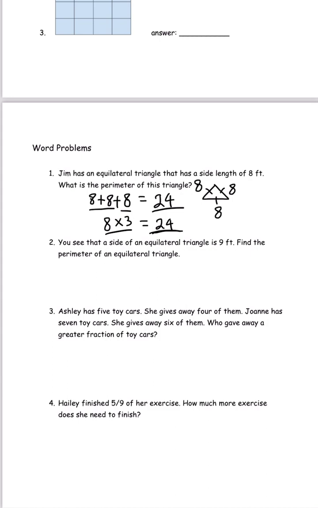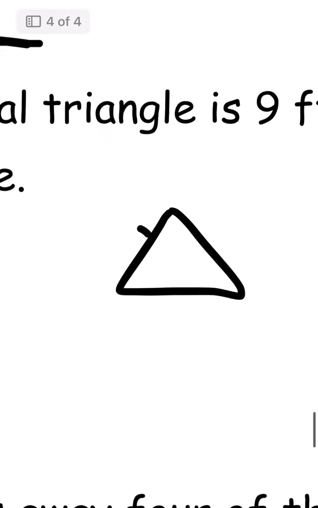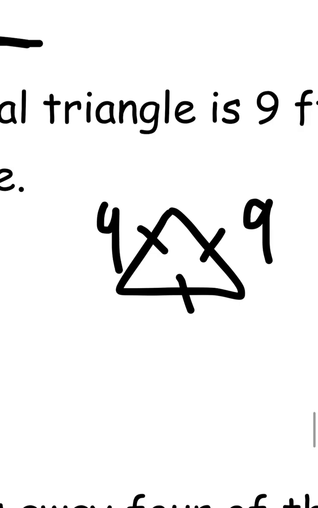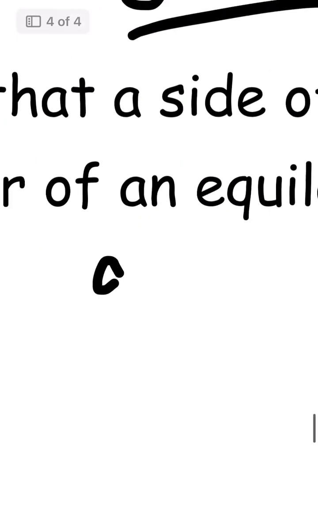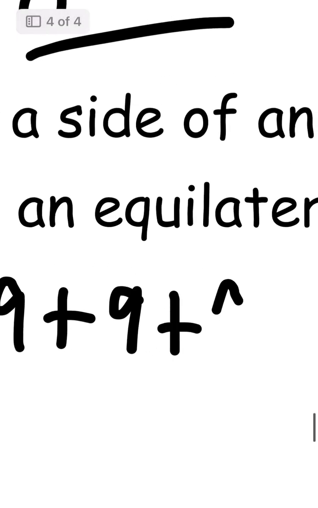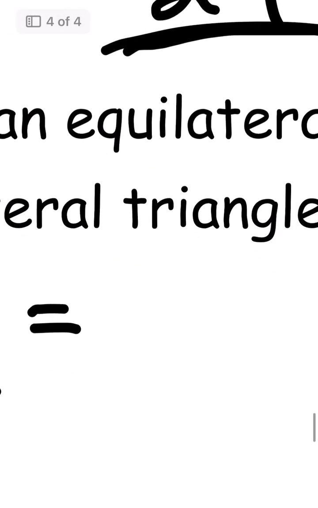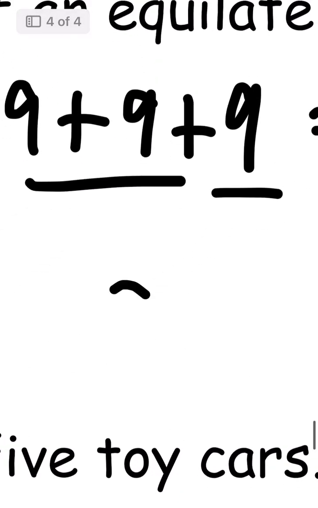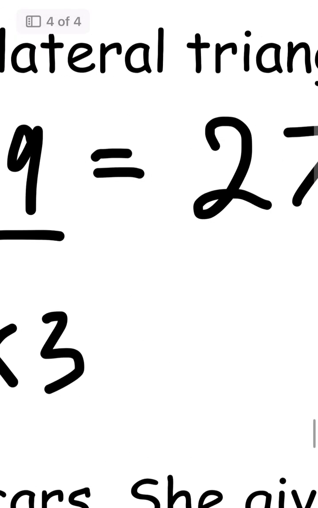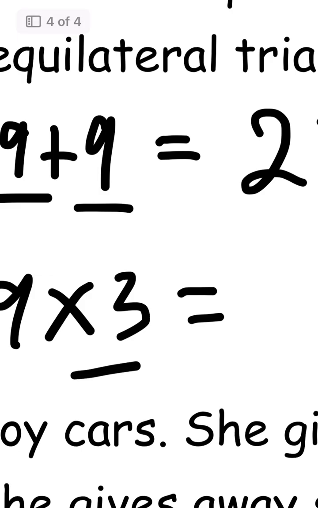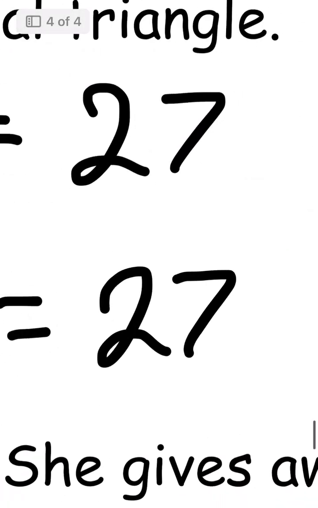And also, let's try number 2. It says, you see that a side of an equilateral triangle is 9 feet. Find the perimeter of an equilateral triangle. So this is the same thing too. So 9, 9, 9. So we can do 9 plus 9 plus 9. So 9 plus 9 is 18, and 18 plus 9 is 27. And we can also just multiply 9 by 3 because there are 3 9s. So when we do that, we get 27.